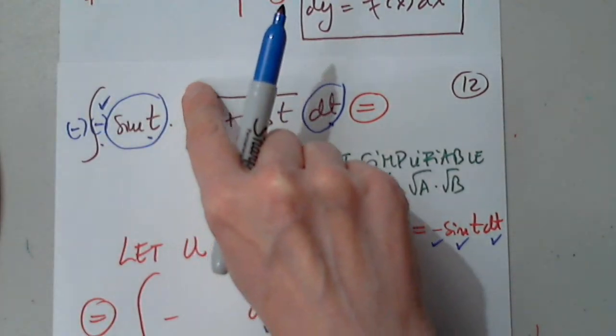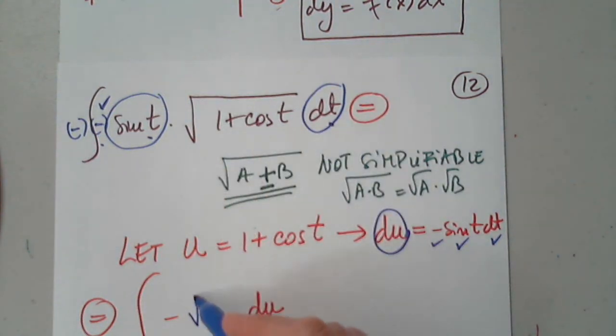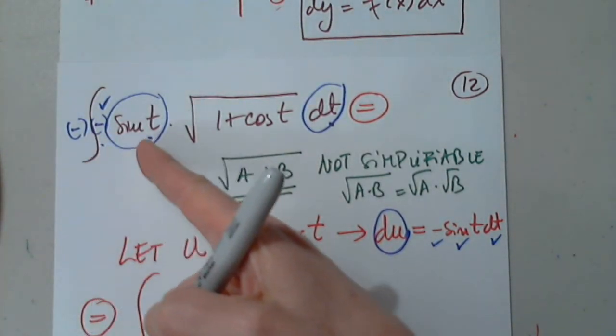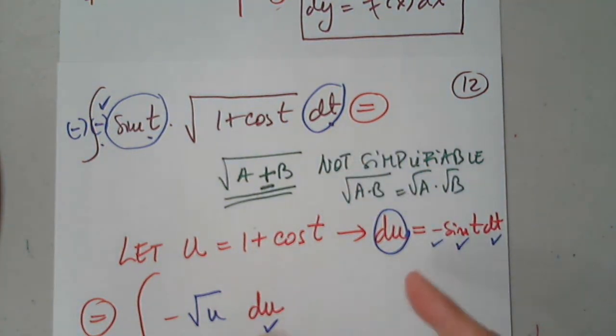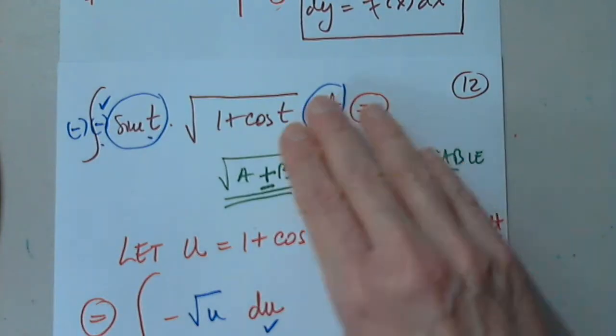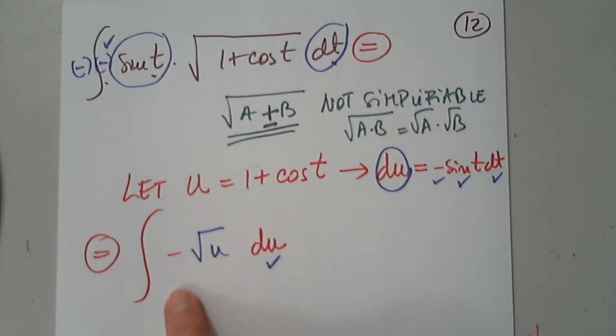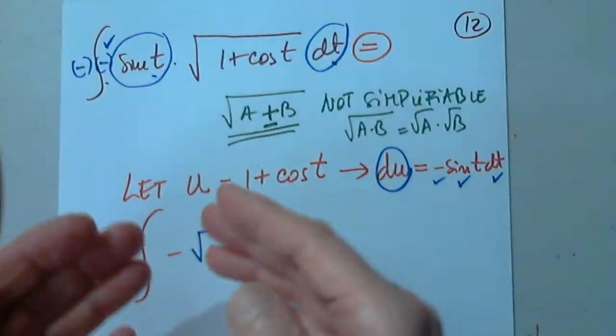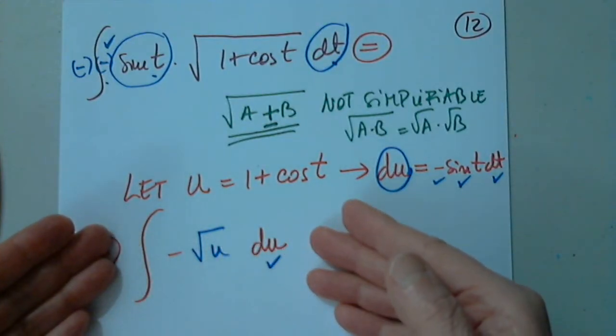All I have to write is the square root of u, and that minus left over, because this was already incorporated in du. Negative sine t dt is right here. Notice that once I move from the integral in t, there is no t in the new integral. I changed everything from t to the corresponding u.